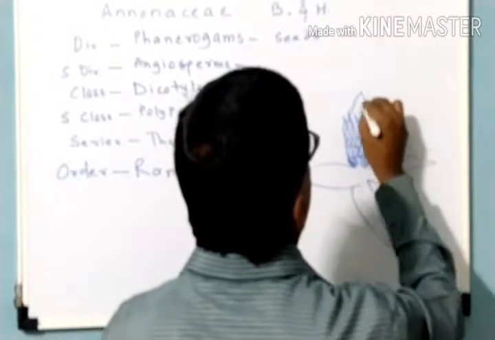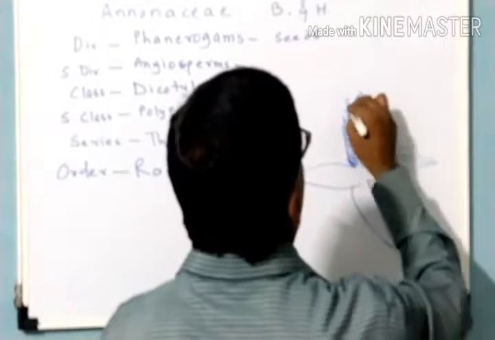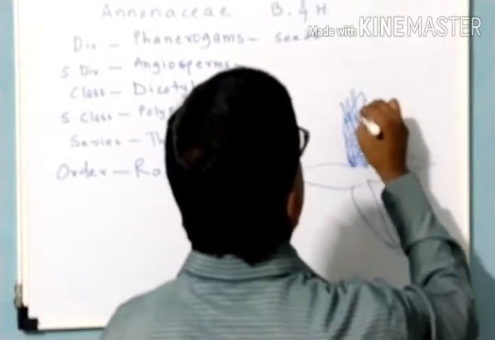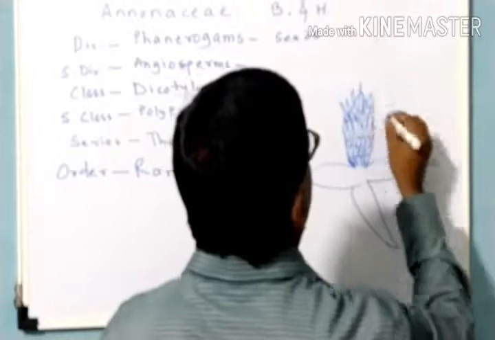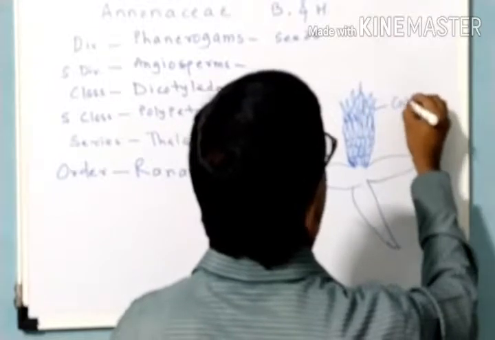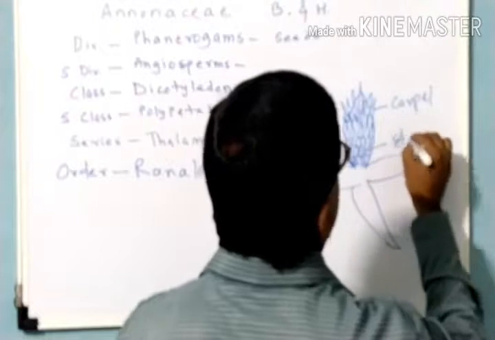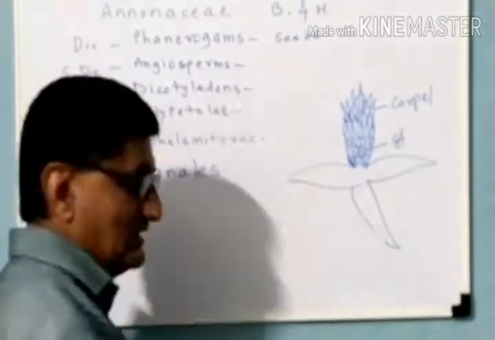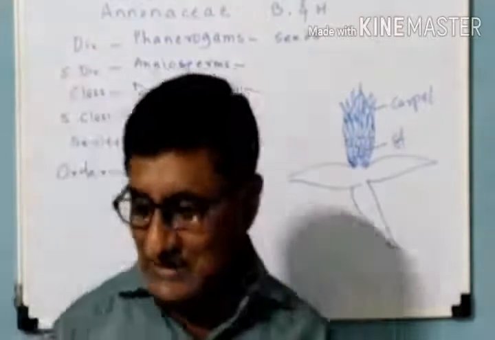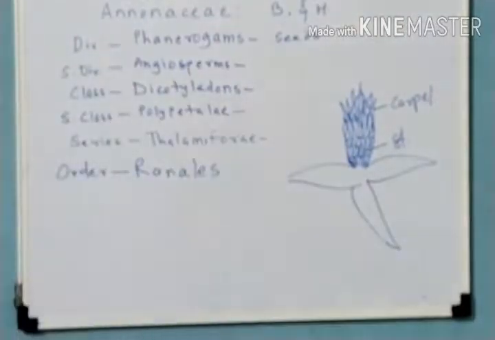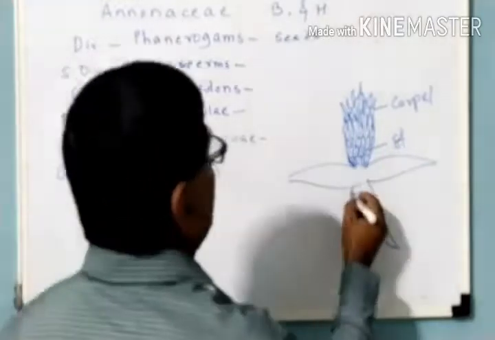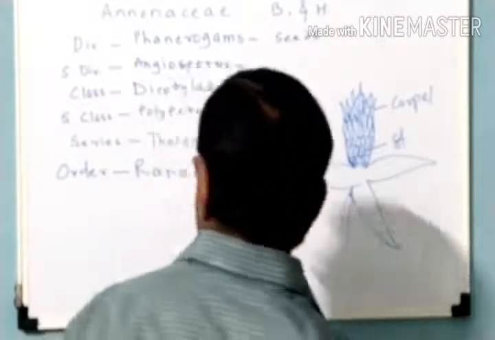Carpels are also many. They are apocarpous in nature. You can just see these are the many carpels. So many carpels and they are free. These are the stamens. So these are the reasons for order Ranales: stamens many and carpels one to many and apocarpous. This is the condition showing.